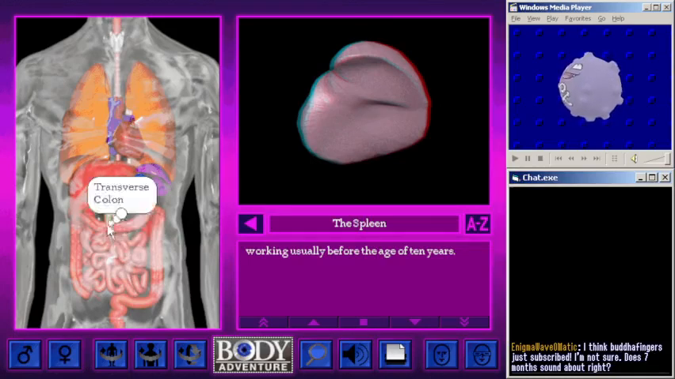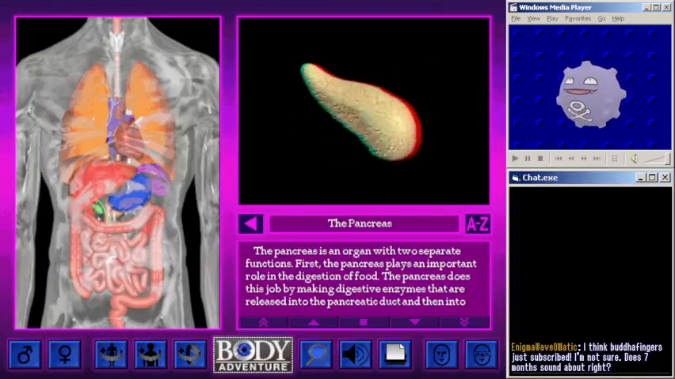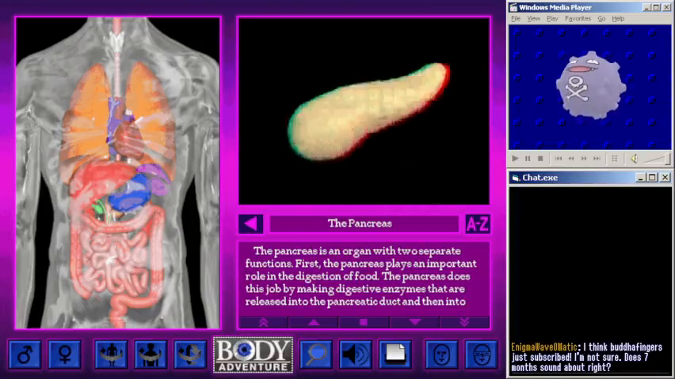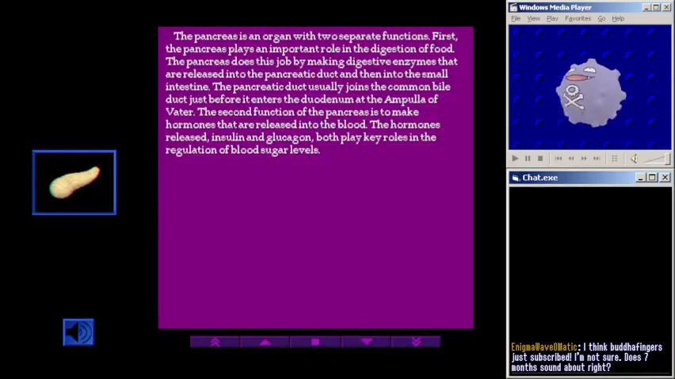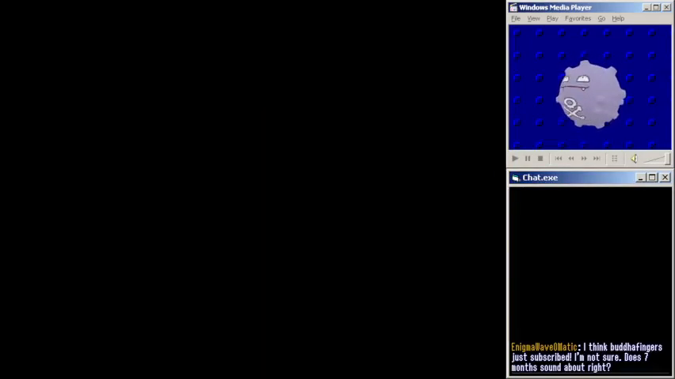There it is. Of course, pancreas, made famous by Weird Al's song about it. Ooh. The pancreas. And of course, pancreas does insulin. Kind of important. But now it's about time we go to the main menu.